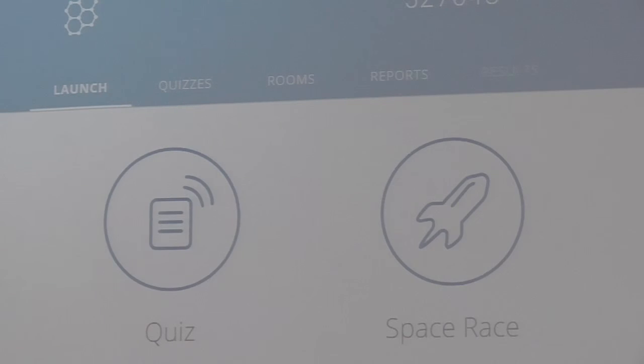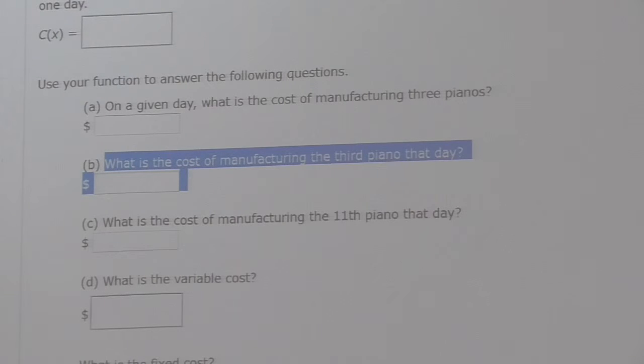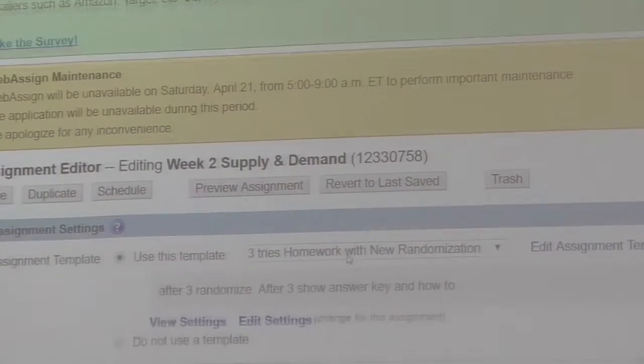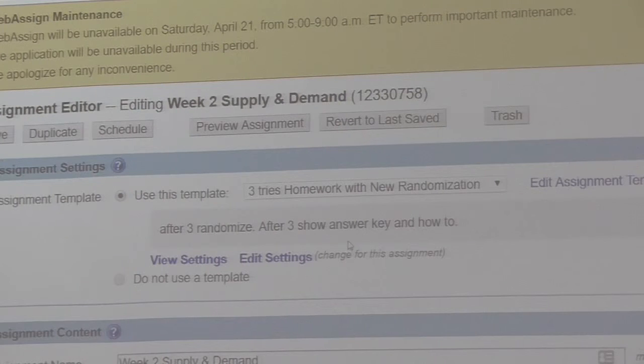Okay, so let's go on to the next homework that you have to do, which is called supply and demand. The last homework was more like a business area, and this is more like economics. So slightly different, I guess. So let's do this one.